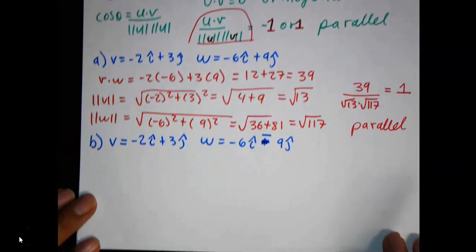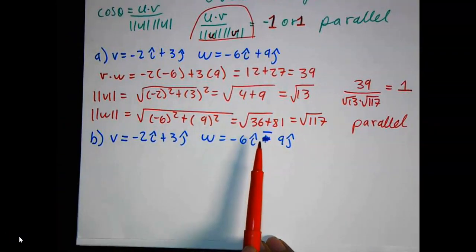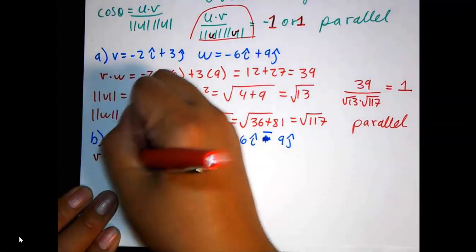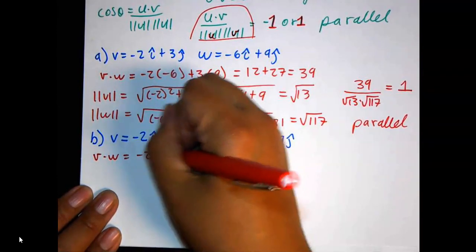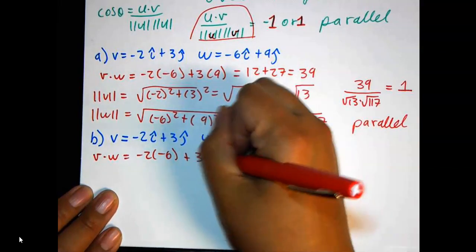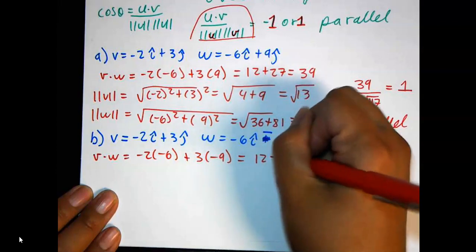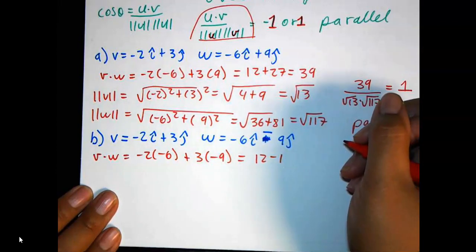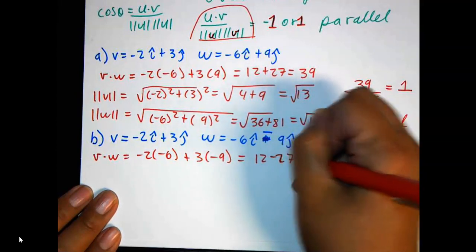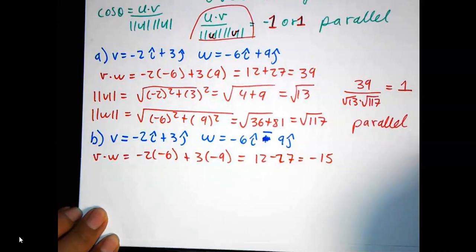The difference between A and B is that instead of a plus, they have a minus. Sorry, I was copying the wrong one. So let's look at the dot product. Negative 2 times negative 6 plus 3 times negative 9. So now in this case, I got 12 minus 27, which gives me negative 15.